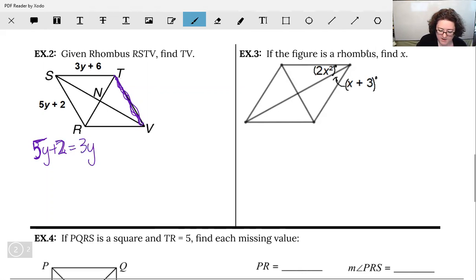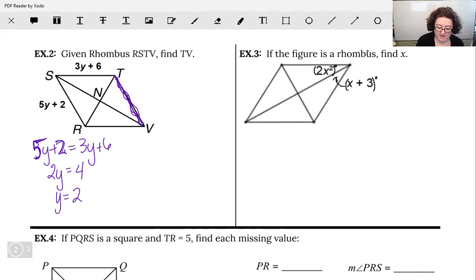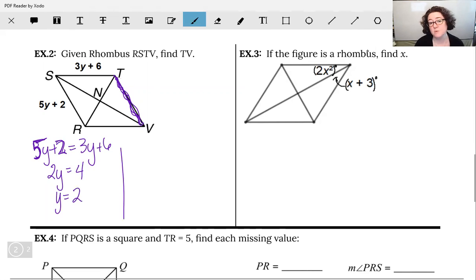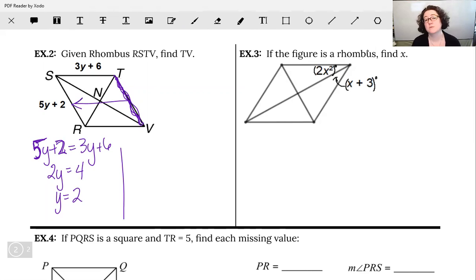Equals 3y plus 6. So I'm going to subtract 3y from both sides, gives me a 2y. I'm going to subtract 2 from both sides, gives me a 4. And so y just equals 2. It doesn't matter which one I plug it back into. I'm going to go ahead and use the 5y plus 2 because it's directly opposite, and I know opposite sides have to be congruent in any parallelogram, rectangle, rhombus, or square.